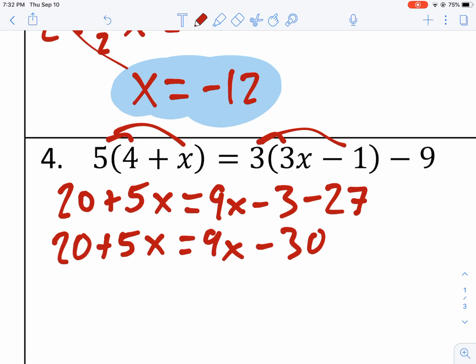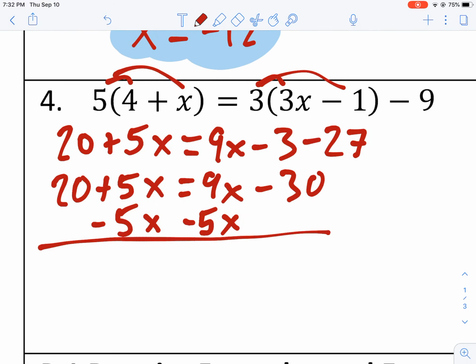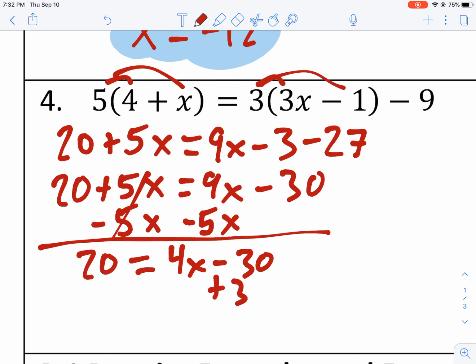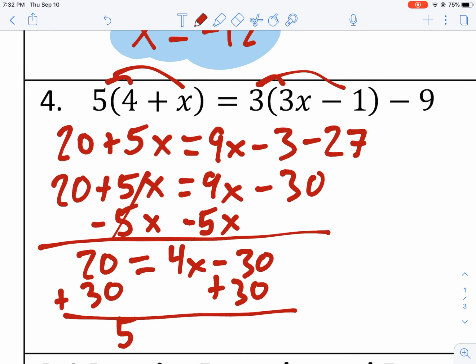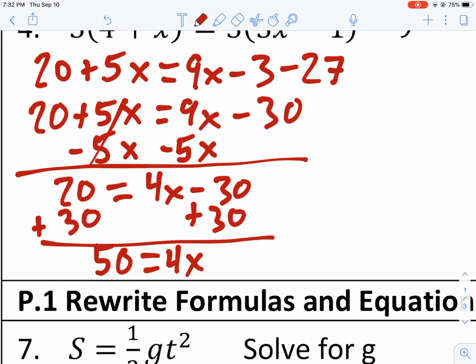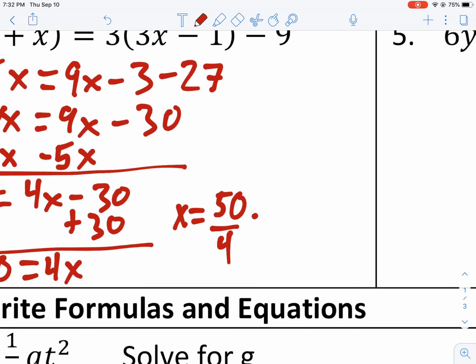Now we want to get our x's on the same side, so I'm going to subtract the smaller x, which is 5x. 20 equals 4x minus 30. We're going to add 30 to both sides. So that's 50 equals 4x. Man, we have a lot of fractions here. Divide by 4, so x equals 50 over 4. If we divide both of those by 2, since they're even, it simplifies to 25 over 2.